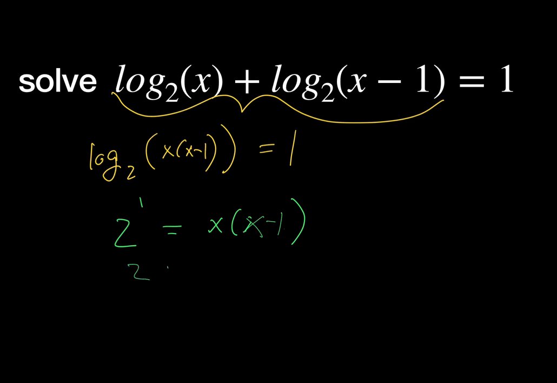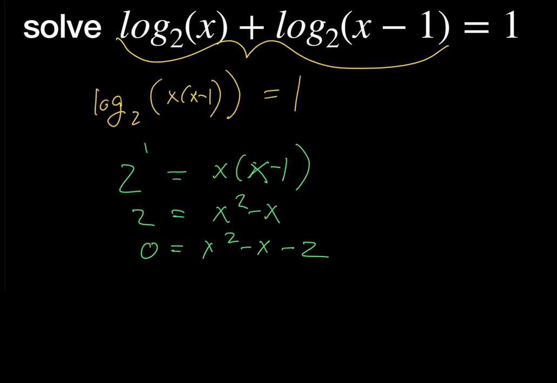2 to the first power is 2. And this will be x squared minus x. I have x squareds. To solve for x squareds, I need to set it equal to 0. Subtract 2 from both sides. And now I have a quadratic. I can use the X-box, I can use the quadratic formula, or I can just look and see, is there a way that I can factor this, with two numbers that multiply to -2 and add to -1? -2 and +1.